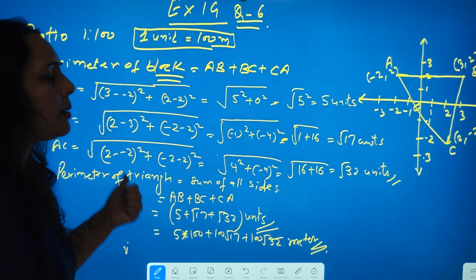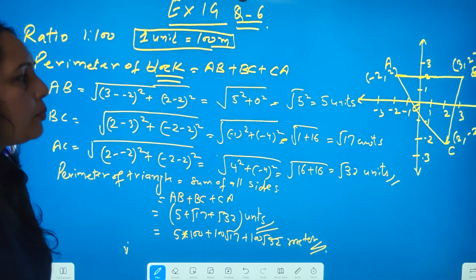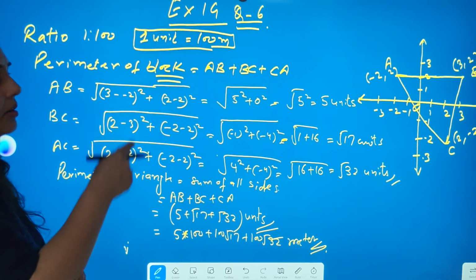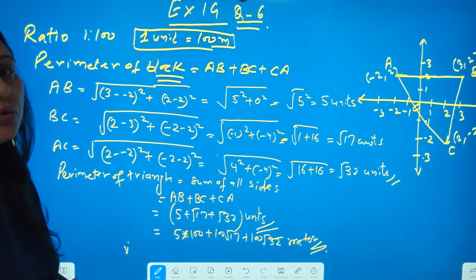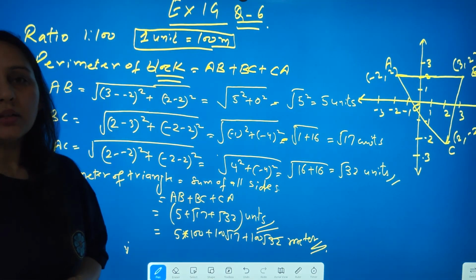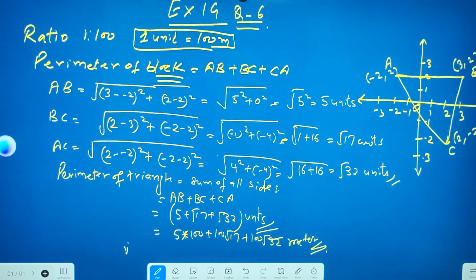Next, the same question is there, but in that case you need to find out the midpoints of the sides. Then you need to join them, and from their midpoints again you need to find out its perimeter, right? So do up to here first, and that we'll discuss.